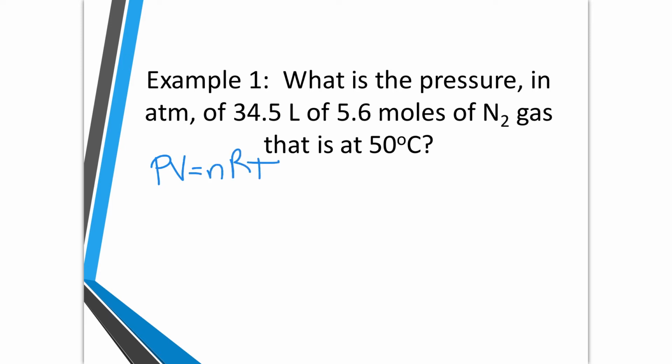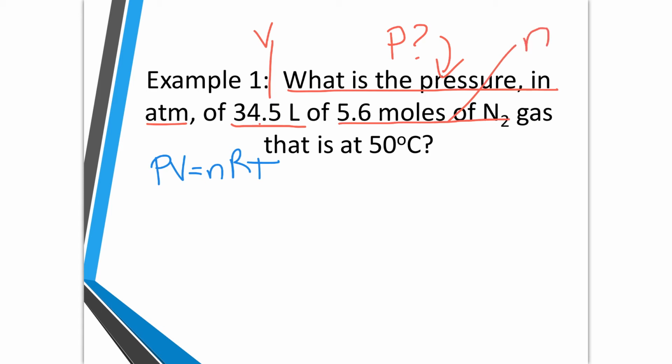All right, so now that we've got that, we're going to go through and assign our variables. It says, what is the pressure in atmospheres? It's asking for the pressure, so that's my question mark. That's what we're going to try to find. And then 34.5 liters, notice it's in liters, that would be my V. 5.6 moles of nitrogen, so that's my n. And then the gas is at 50 degrees C, so this is my T. Now this T is in degrees C. We need to convert T to K. That's something we've got to do.